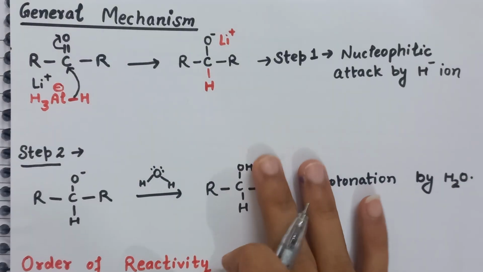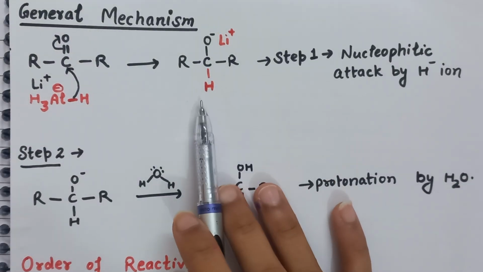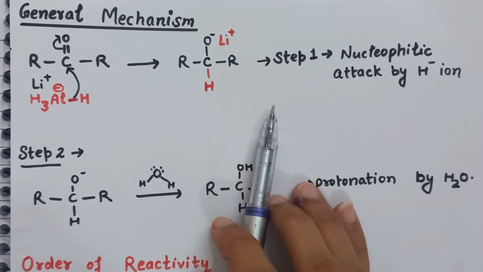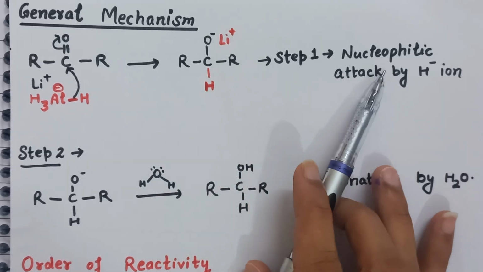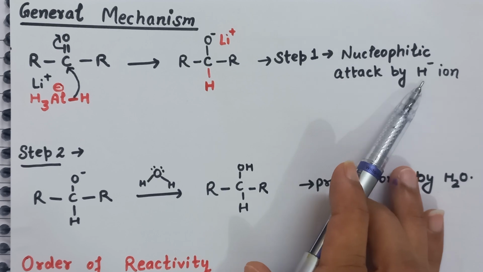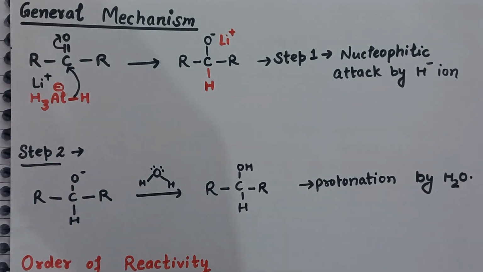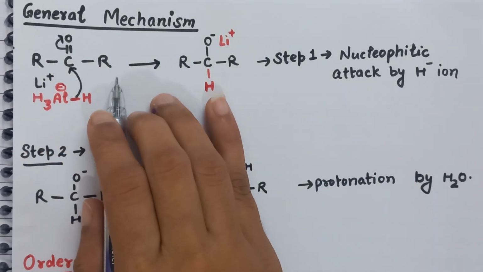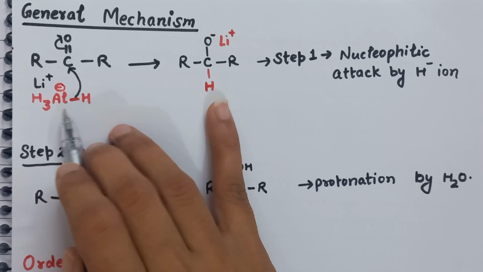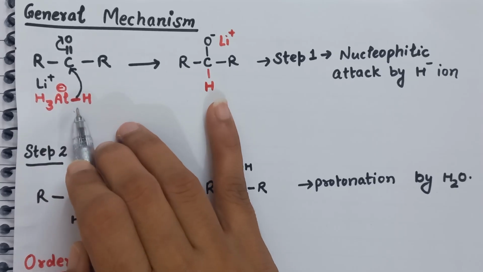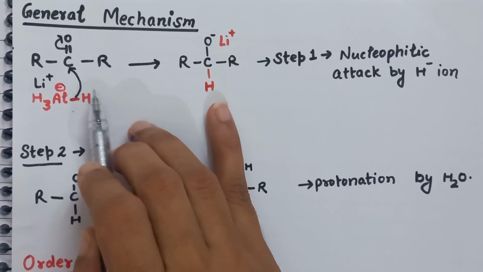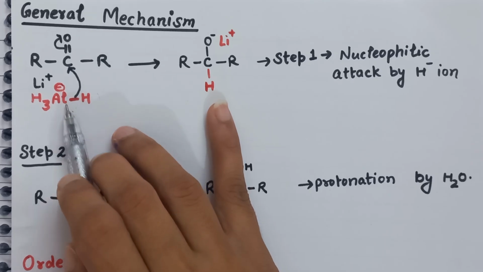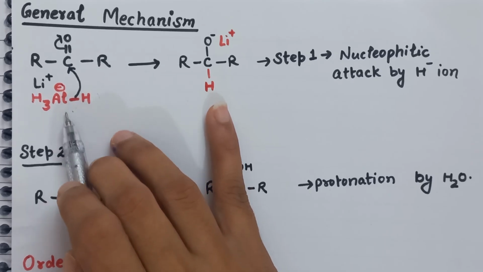Now we will discuss the general mechanism by which lithium aluminum hydride can reduce a group. The first step involves the nucleophilic attack by the hydride ion. So let us consider an example of a ketone. Here the lithium aluminum hydride is represented in this way. Because there is a negative charge on the aluminum, this hydrogen atom tries to get neutral.